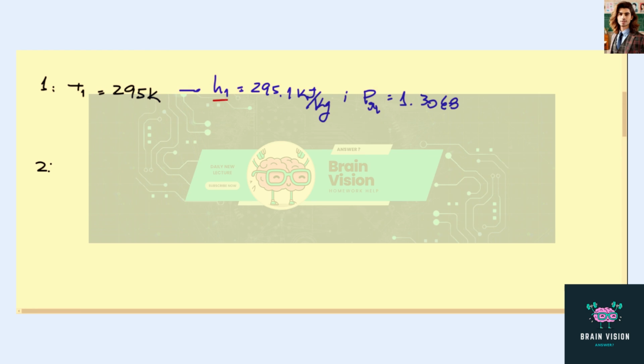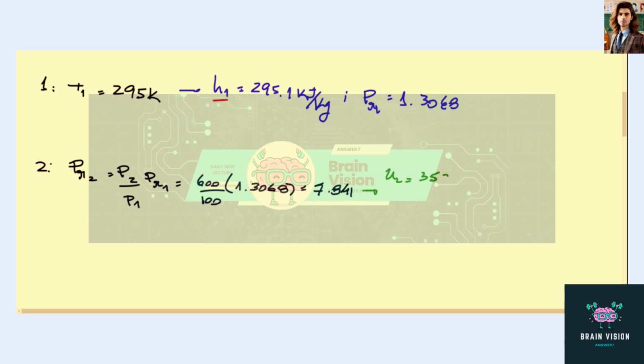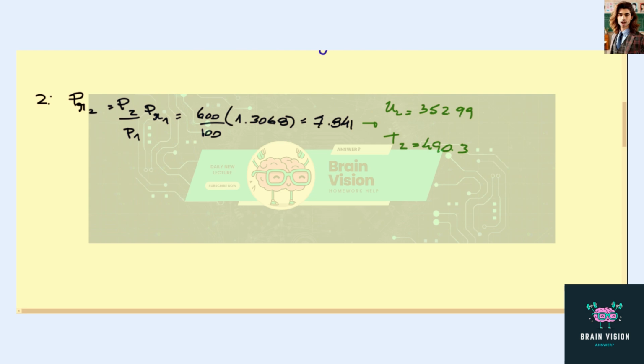Now let's move on to point 2. In point 2, we don't have anything, but we can find some information from the table. The information we're going to find is the relative pressure at point 2, because this is just P2 over P1 multiplied by Pr1. Therefore, this is 600 divided by 100 times 1.3068, so we have a relative pressure of 7.841. With this relative pressure, we look in the table and see that the internal energy in point 2 is 352.99, and the temperature is 490.3.